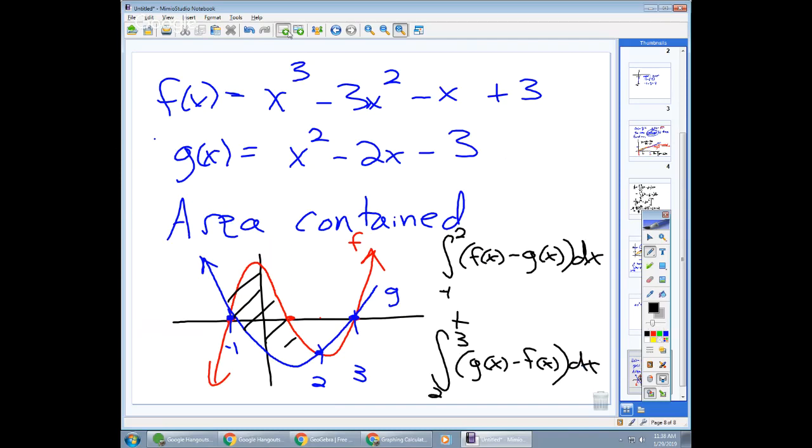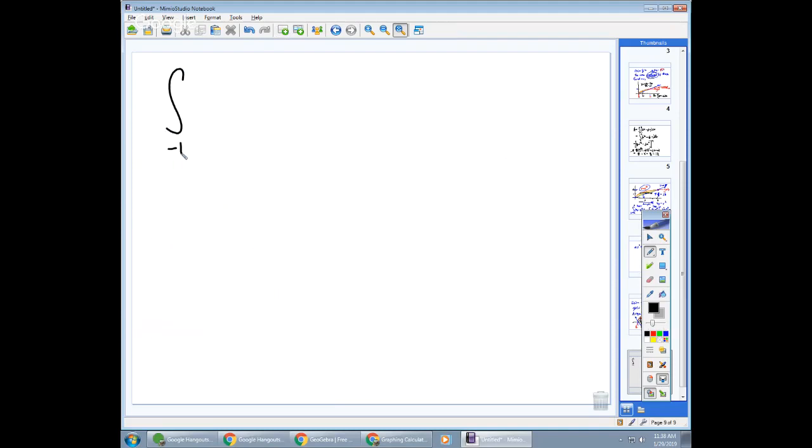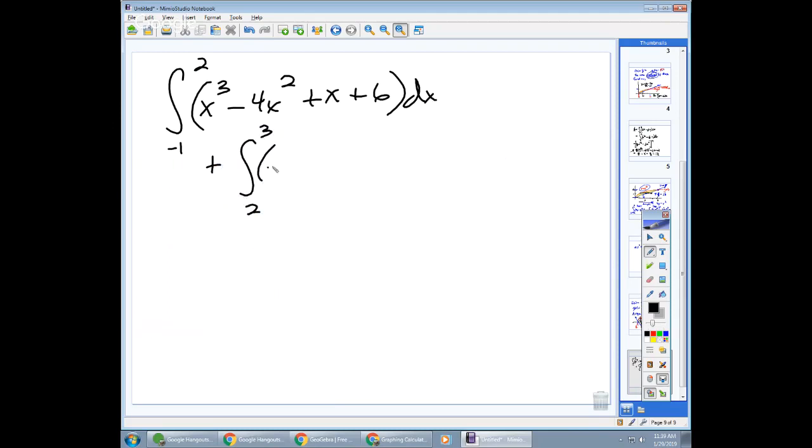For the first one, the integral from -1 to 2, I got x cubed minus 4x squared plus x plus 6. Anyone else get that? I got that. Okay. And then the next one is just going to be the opposite of all those terms. So we're going to add on to that the integral from 2 to 3 of -x cubed plus 4x squared minus x minus 6. Antiderivatives are going to be pretty darn similar. We just switch a sign here and there.